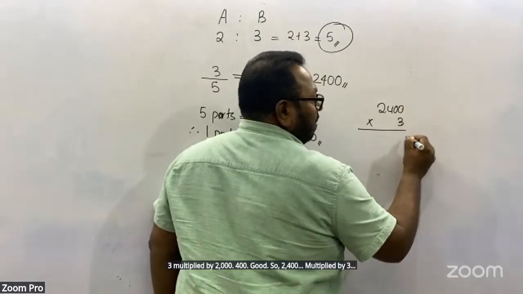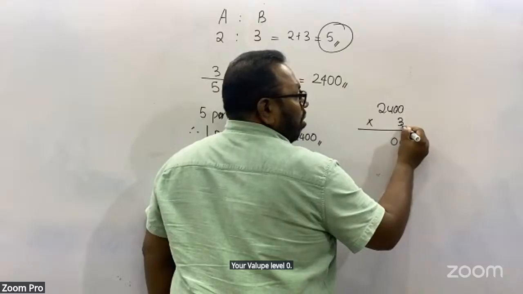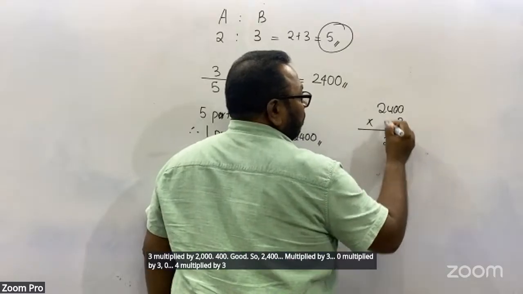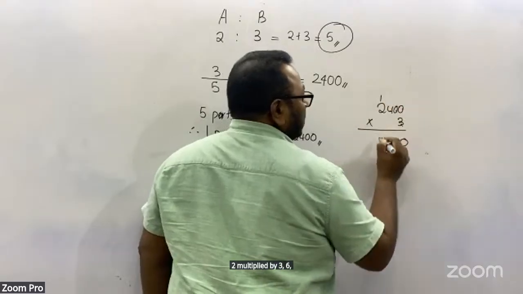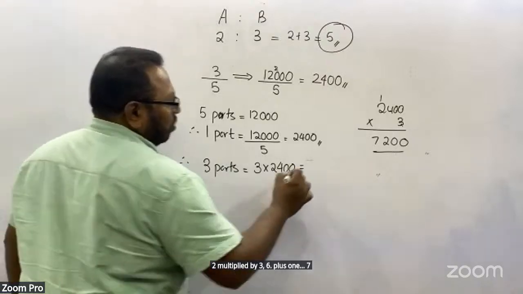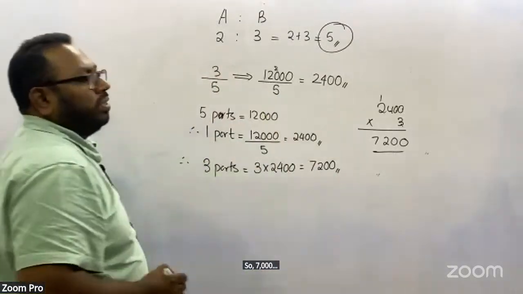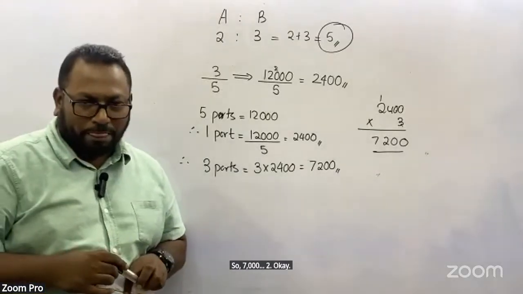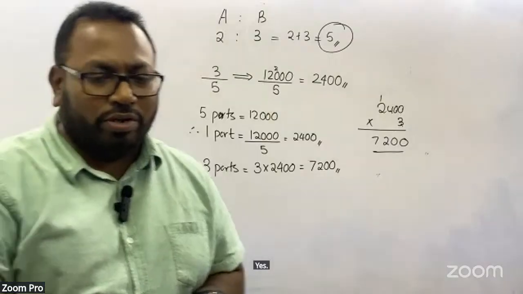2,400 multiplied by 3. 0 multiplied by 3 is 0. 0 multiplied by 3 is 0. 4 multiplied by 3, 12. 2 multiplied by 3, 6. 6 plus 1, 7. So 7,200. Okay. Is that clearer now? Yes, sir. Good.